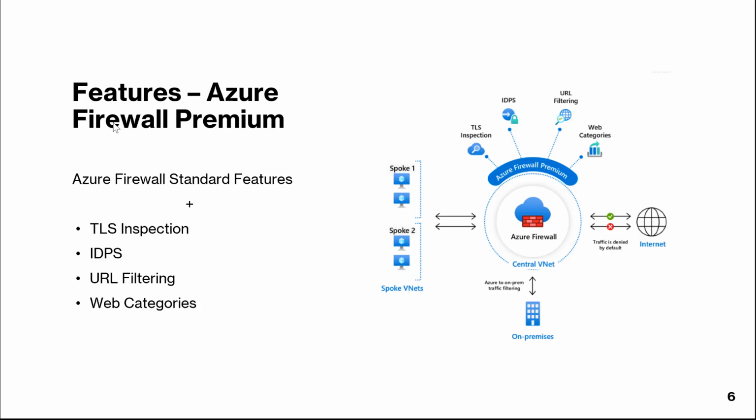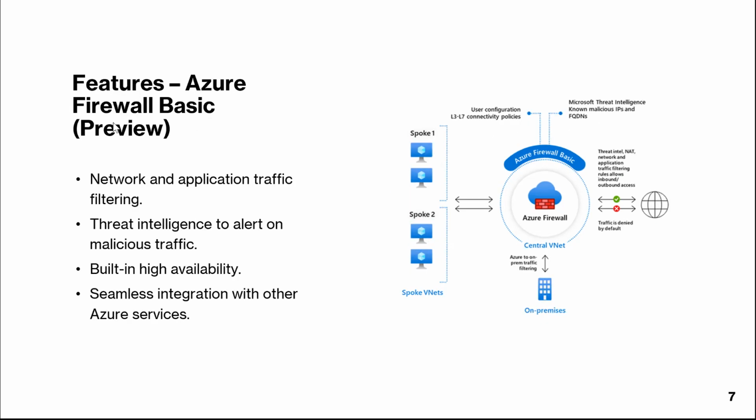IDPS is an additional feature that has been added into the premium version of Azure Firewall. URL filtering, we'll see what URL is and what web categories are, and what the URL and FQDN difference is. Sometimes it could be confusing when we talk about these terminologies, URL versus FQDN. And once we get into the lab, then I would be able to demonstrate and show you what the differences are. And then basic firewall is also in preview mode, which is a very simplistic way. It does not have all the bells and whistles here.